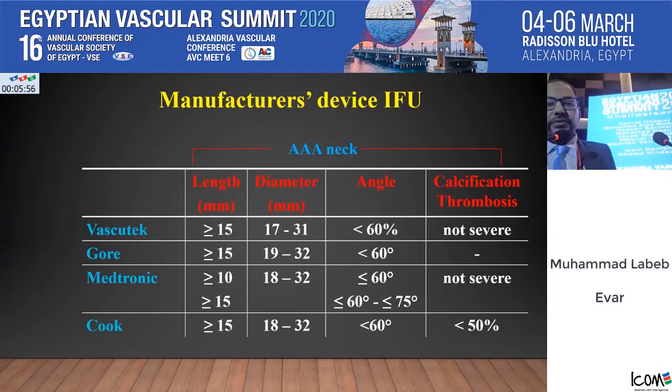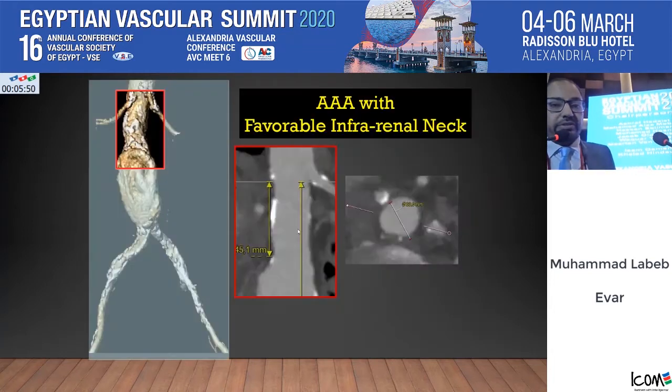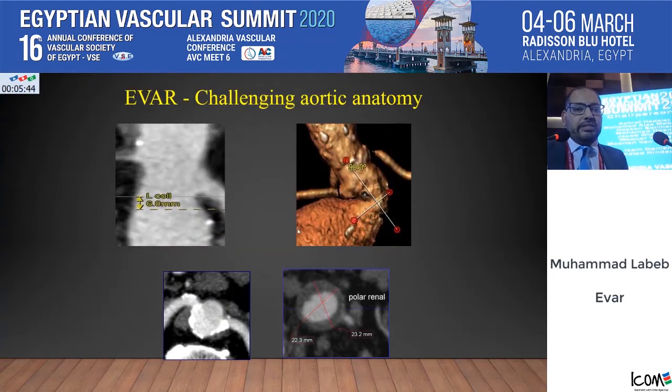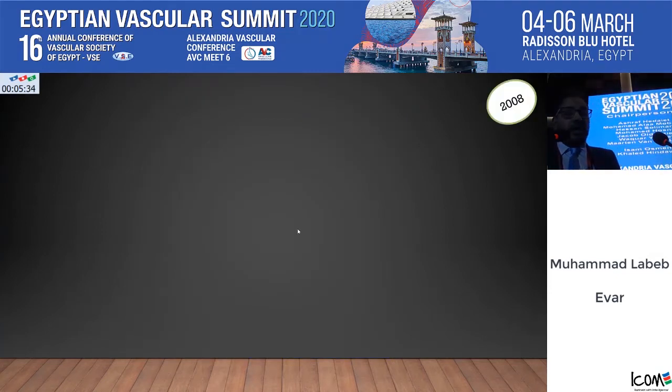Each manufacturer device has its own instruction for use, like Vascutek, Gore, Medtronic and Cook, which were included in our study. As you can see in this image, this is a proximal aortic neck with friendly anatomy, and these are photos of a proximal aortic neck with a challenging anatomy: angulation, short neck, and diameter more than 32 millimeter.